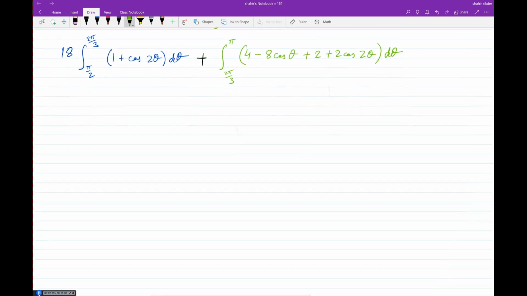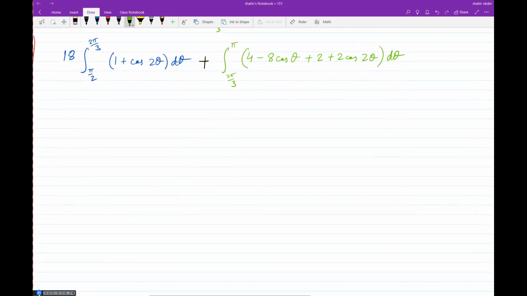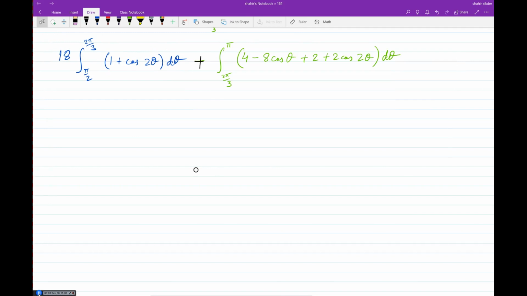Now please do not add these like terms, because they are not like terms. This region right here has integral bounds from pi halves to 2 pi thirds. This region is from 2 pi thirds to pi. If that's easier, remember this was your R1 and this was your R2. Do them separately and then put them together.